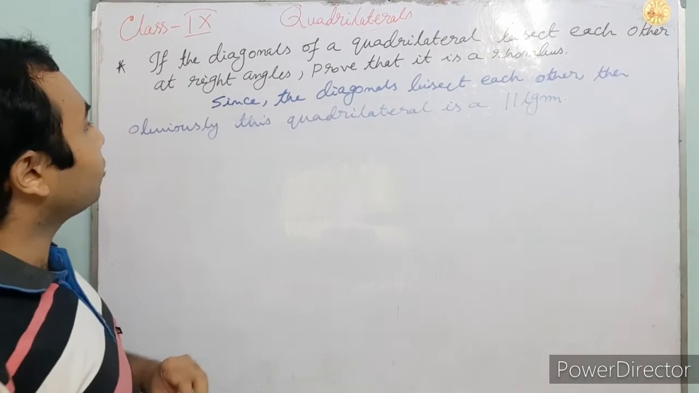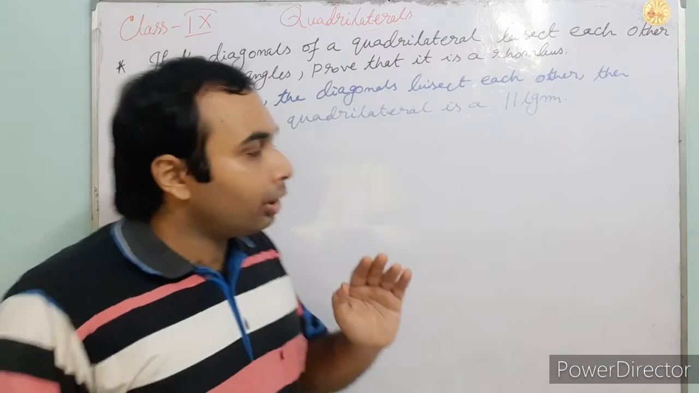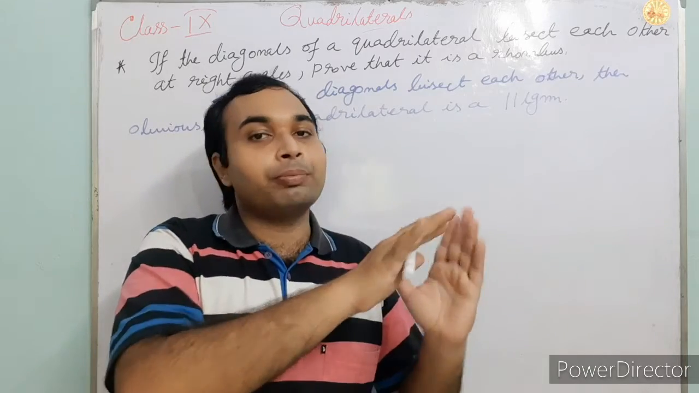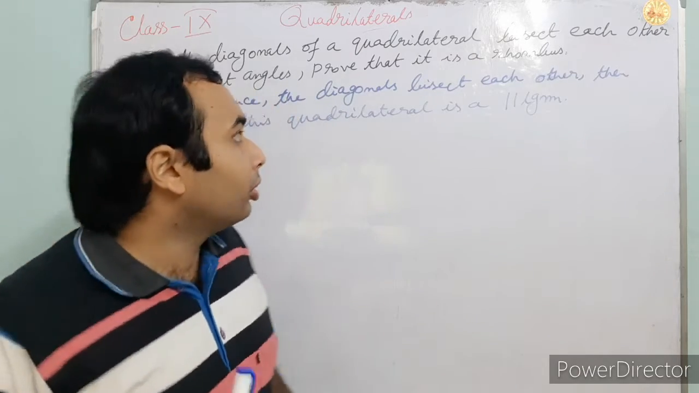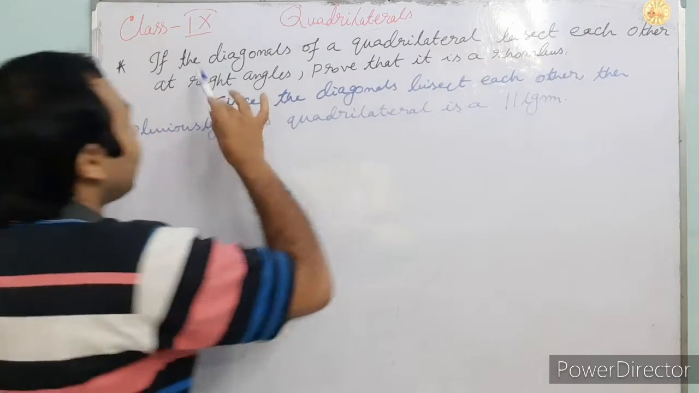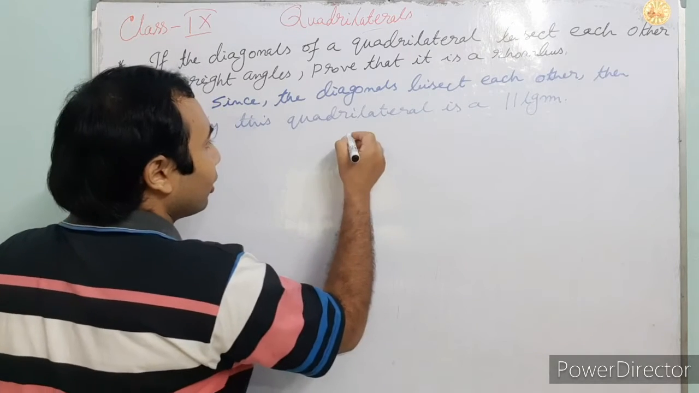So, first of all, we have told that this quadrilateral is a parallelogram. So, whenever we have told this one, then we are very much sure that we can apply the properties of the parallelogram here. Okay. Now, secondly, bisect each other at the right angles. Now, the time to draw the figure.